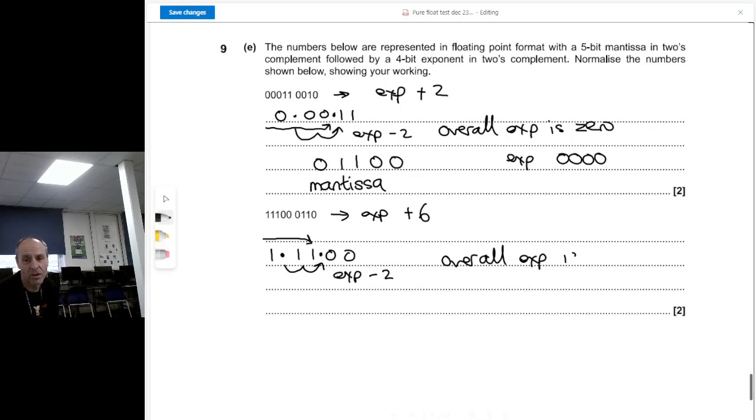So the overall exponent is 4. In 4 bits, that's going to be 0 1 0 0. So that's my exponent. And my mantissa is going to be 1 0 0. But obviously I need to pad it with some zeros. So that's my mantissa.